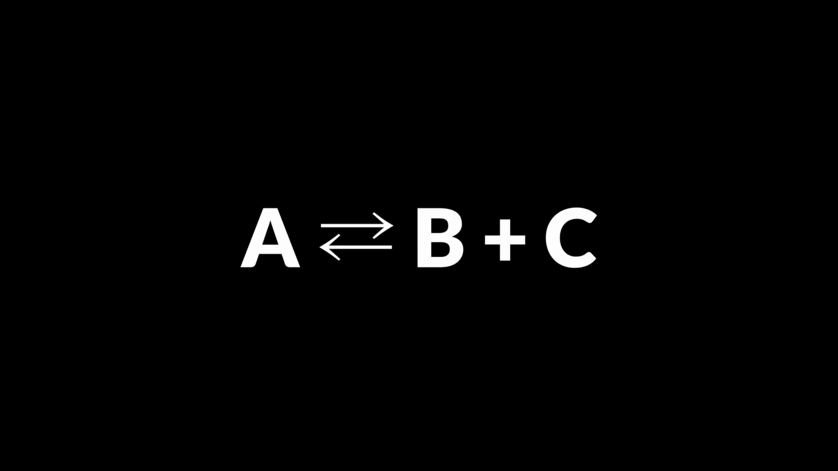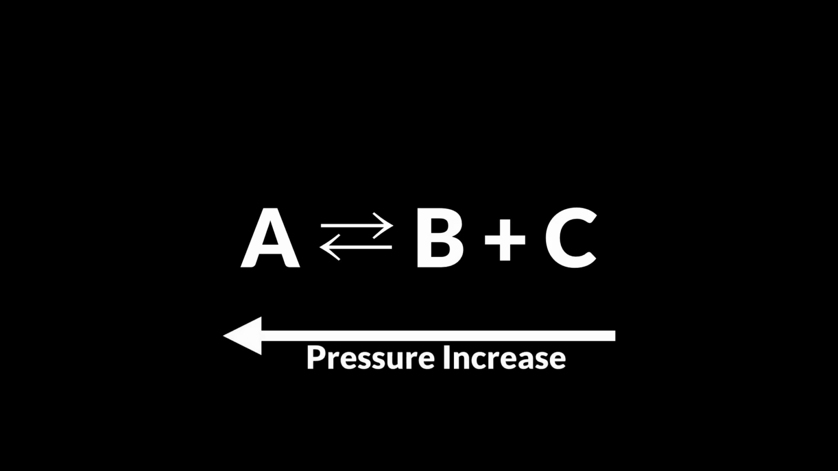greater partial pressure. Now, if we increase the pressure of the system, then Le Chatelier's principle will cause the equilibrium to shift to the side with the lesser partial pressure, which means that when we increase the pressure, or at the same time decrease the volume, the equilibrium will shift to the side with fewer molecules.